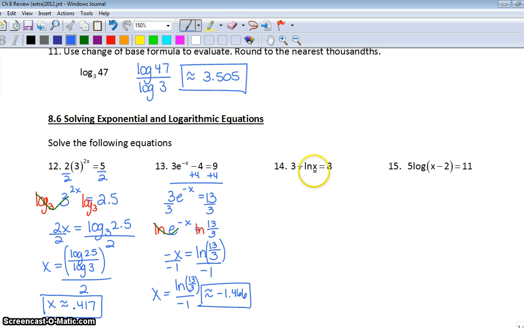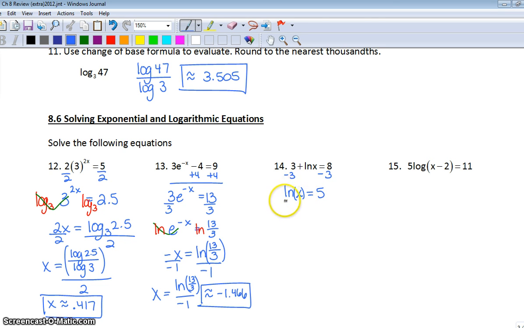Number 14, we want to get to x. So I want to get that natural log piece by itself. I move the 3 over. We've got the natural log of x is equal to 5. I want to get inside to get to that x, but right now it's the natural log of x. I can't just divide by the natural log. I'm taking the natural log of x.